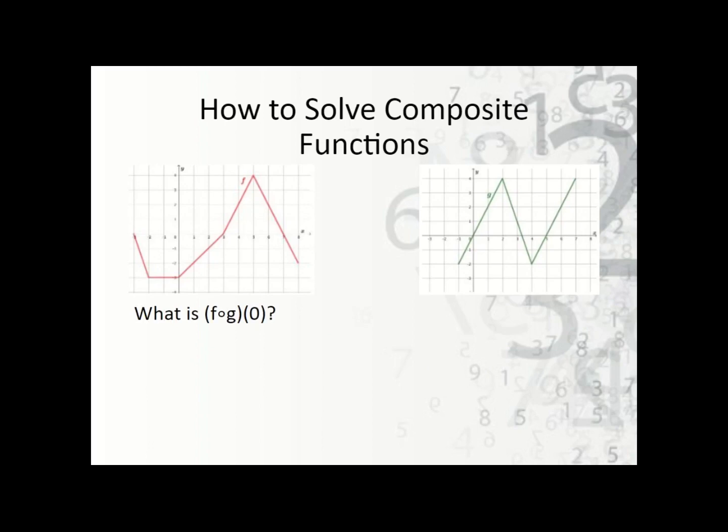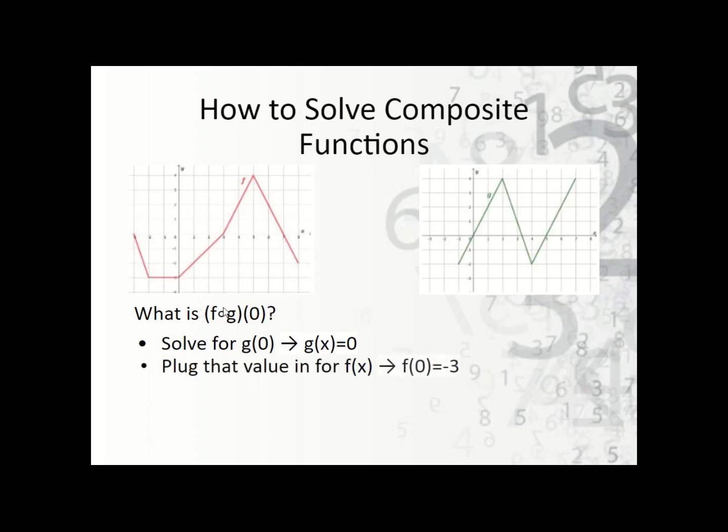What is f of g of 0? It means the exact same thing as the other one we just did. So in this case, we take g of 0, because that's the last one. So we always do it last to first. So g of 0 is 0. And then we plug that in to f. So f of 0 is negative 3. So f of g of 0 is negative 3.